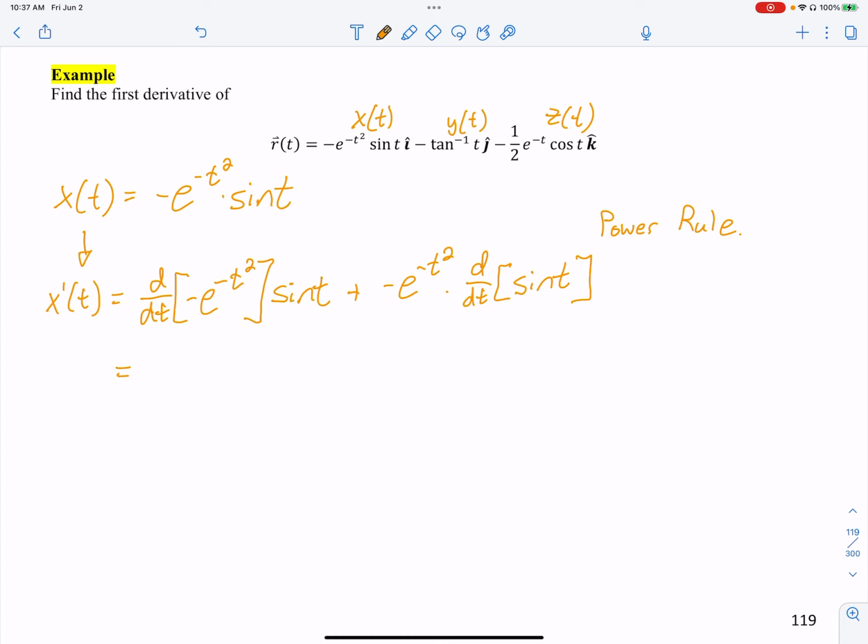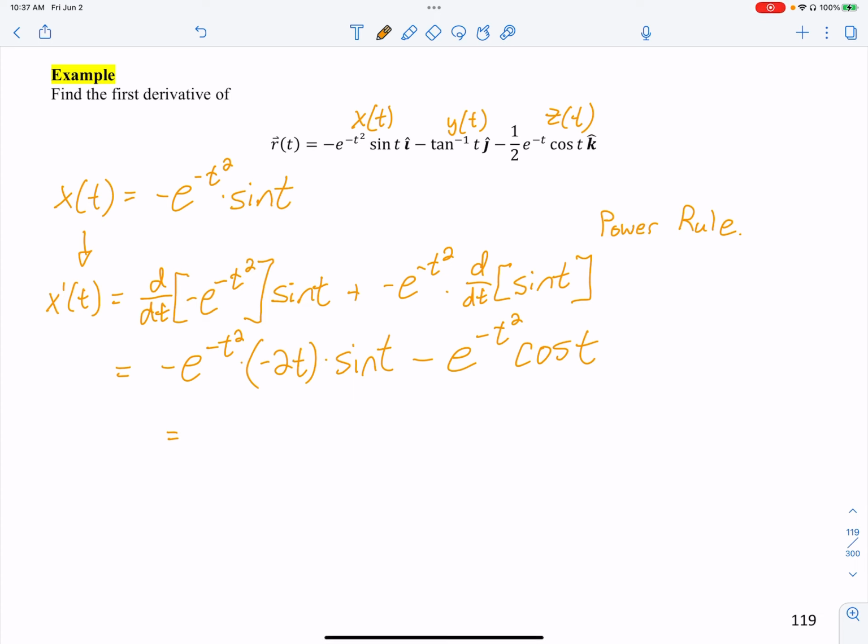All right, this one is a chain rule. The derivative of e to the something is e to the something. So I get exactly what's there, and then I times by the derivative of the inside, which is negative 2t, times sine, that doesn't change, minus e to the negative t squared. The derivative of sine is cosine t. Notice that I can actually factor out negative e to the negative t squared. With that negative, let's do that. That's a positive.